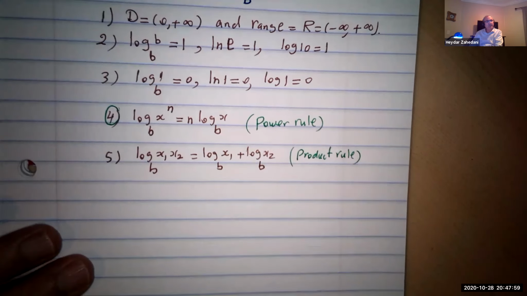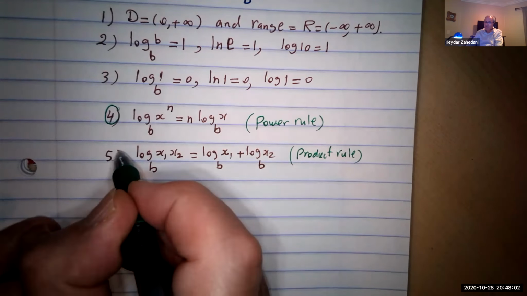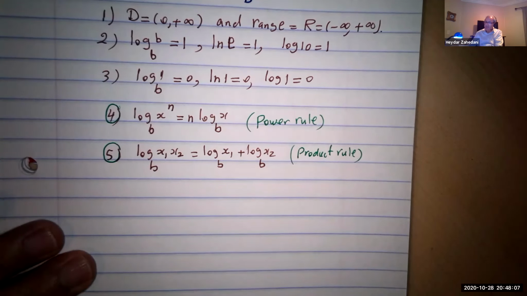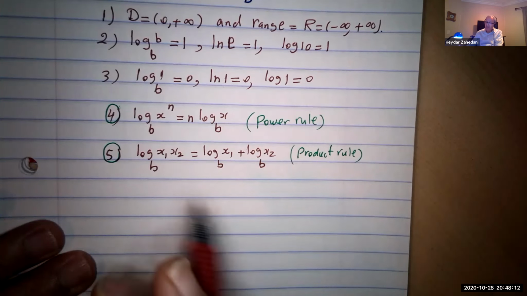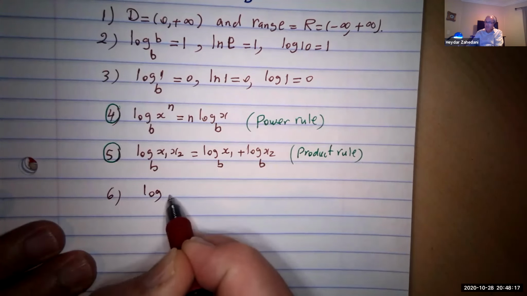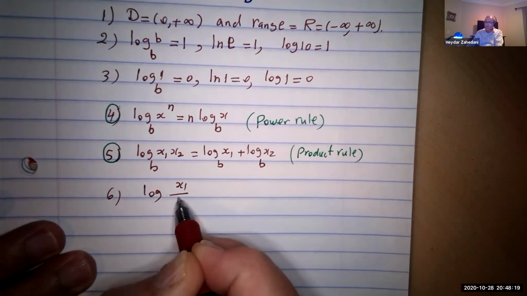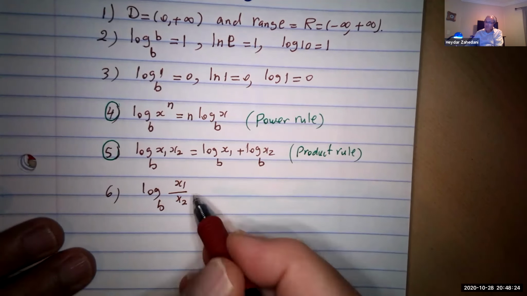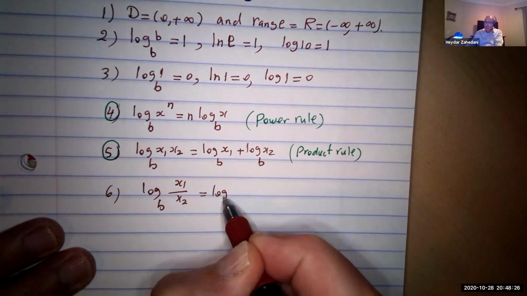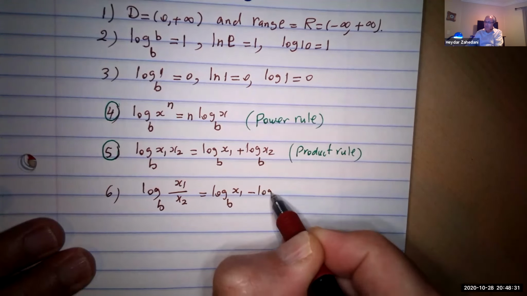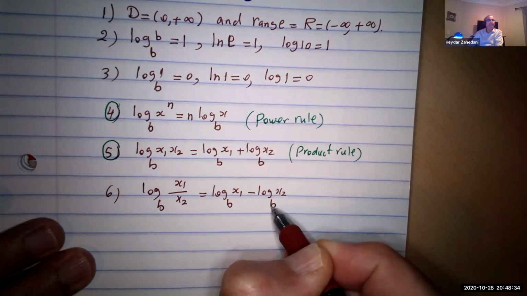Okay, the power rule, product rule. So again, this is the one we are going to use. Now, what's going to be the next one? The next one is if you have a quotient. If you have the log of a quotient, log of x1 over x2 with the base b, we can distribute it as a difference. It's going to be log of x1 at base b minus log of x2 at base b.